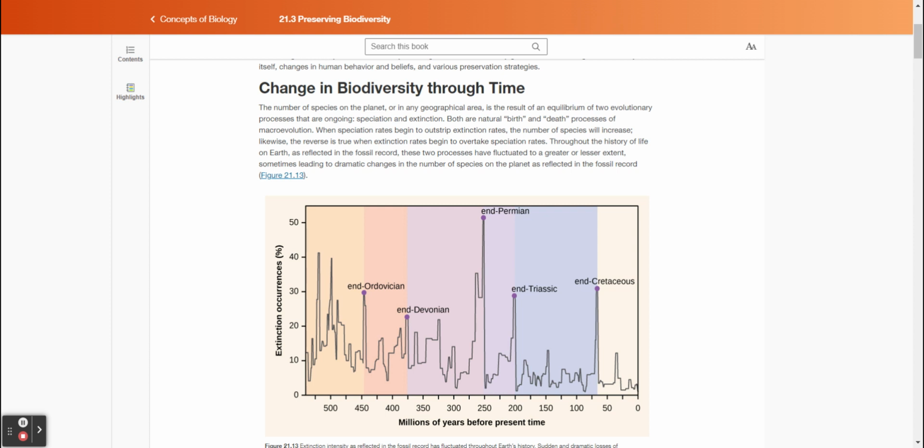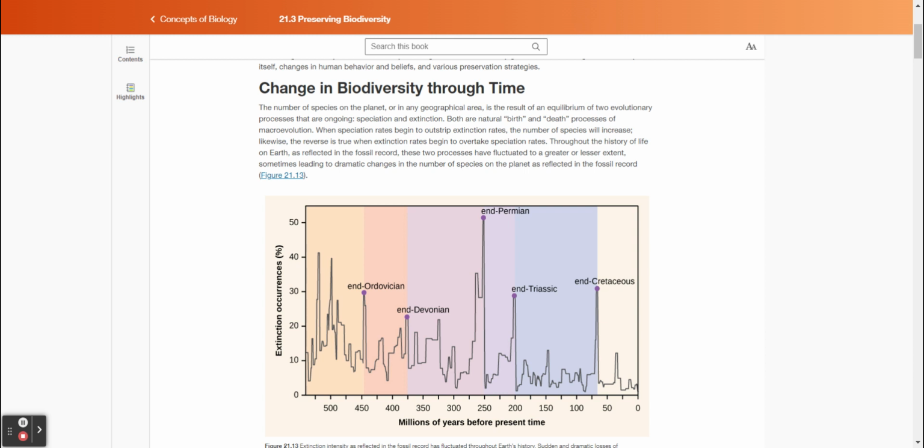Change in biodiversity through time. The number of species on the planet, or in any geographical area, is the result of an equilibrium of two evolutionary processes that are ongoing: speciation and extinction. Both are natural birth and death processes of macroevolution.